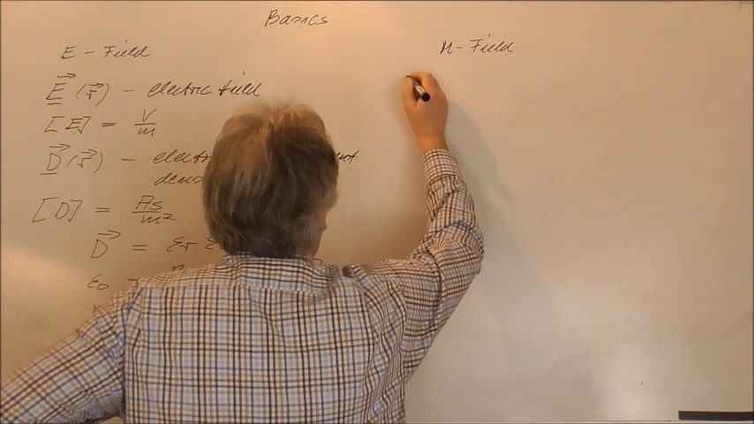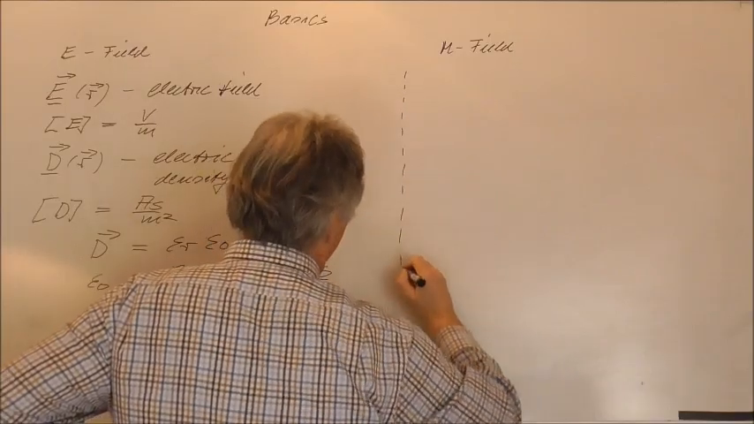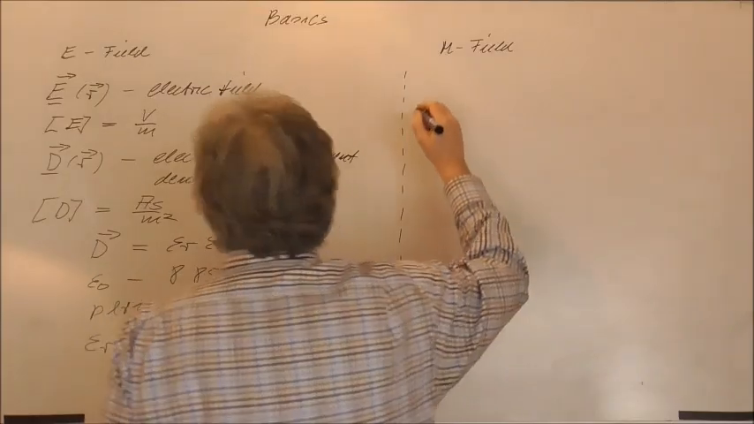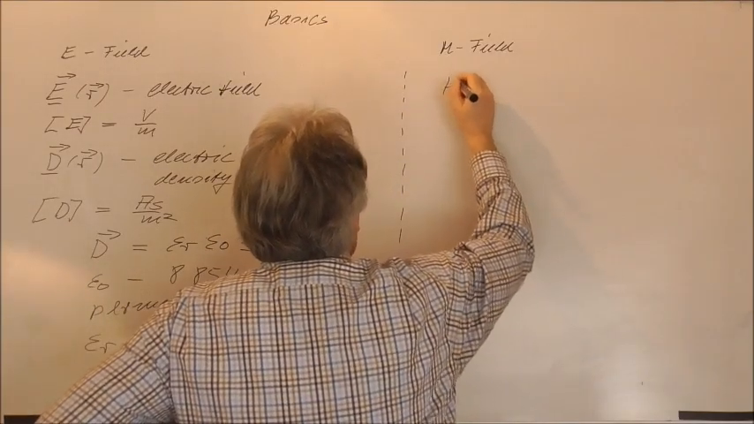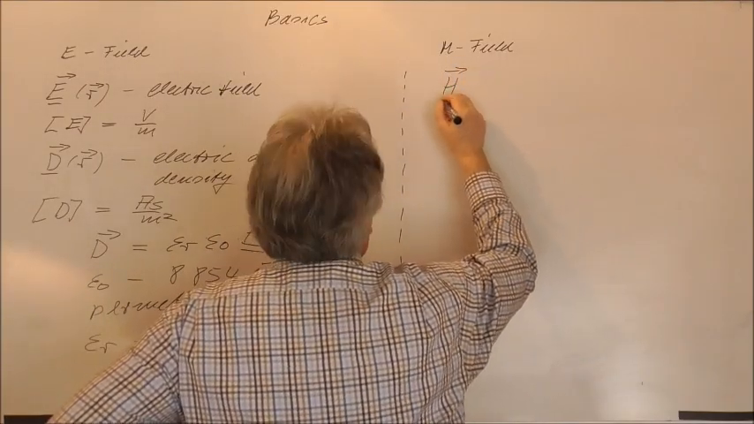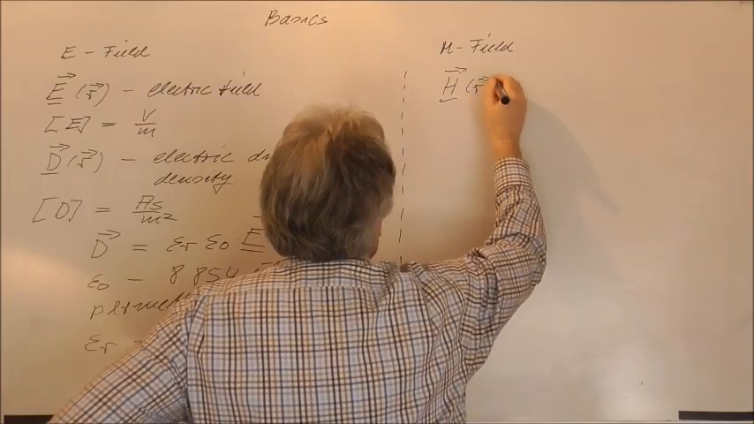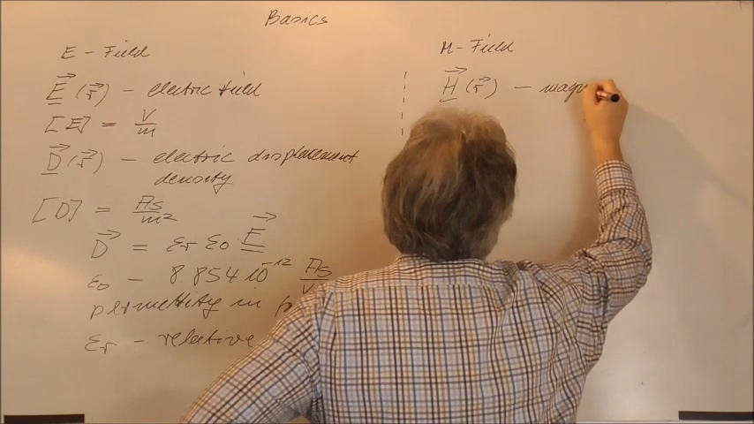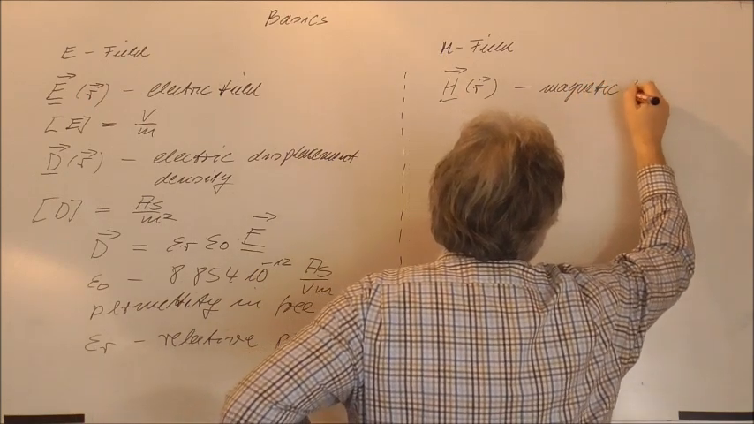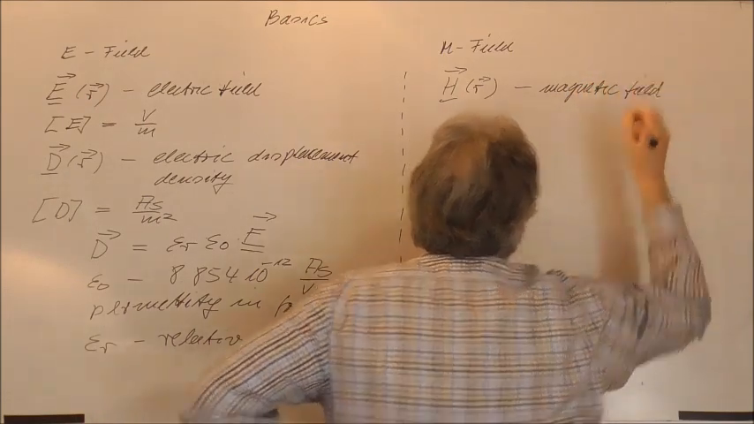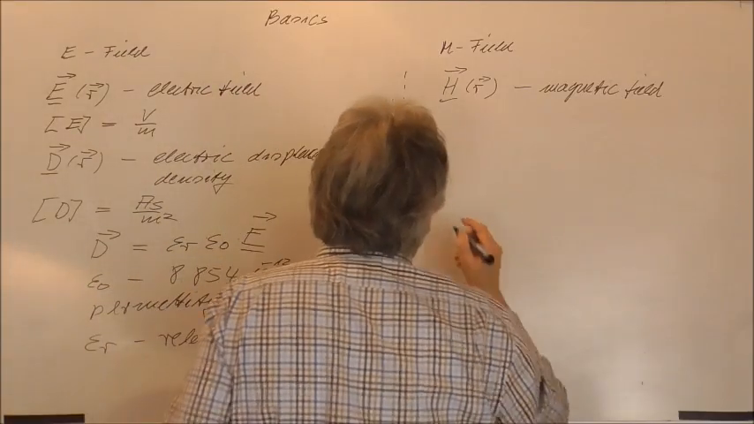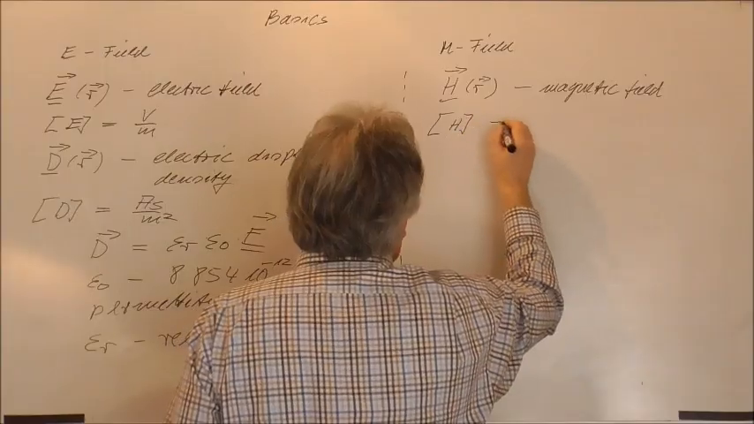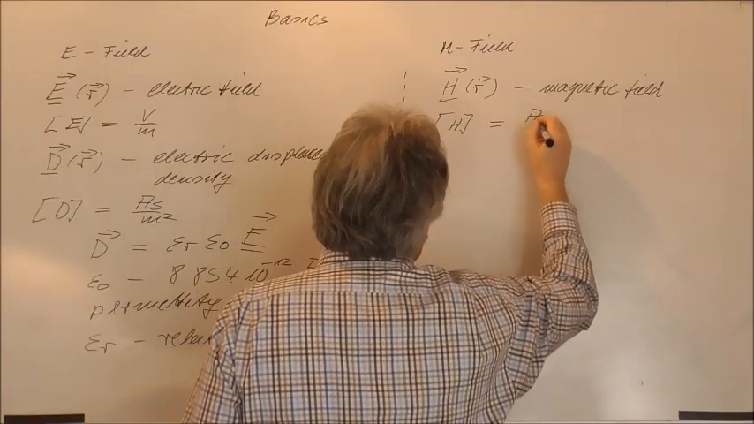So beside the electric field, we have the magnetic field. Also here we define a magnetic field. Normally it's denoted by H. It's the so-called magnetic field, and it's measured in ampere per meter.